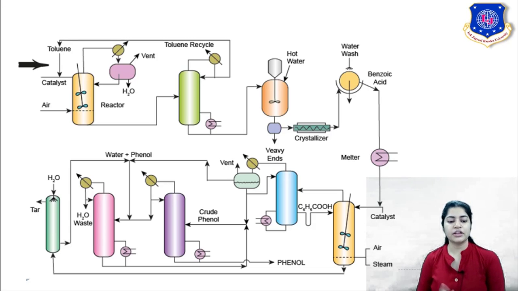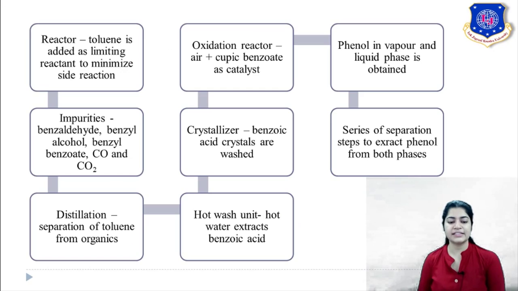The bottom product of your reactor is then sent to a distillation column, where separation of toluene occurs from your organic compounds. Before that, what are the impurities produced along with your benzoic acid? Benzaldehyde, benzyl alcohol, benzyl benzoate, CO and CO2. These are the impurities produced because of the side reactions.